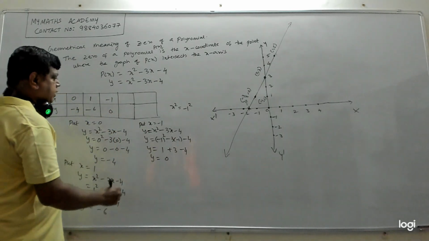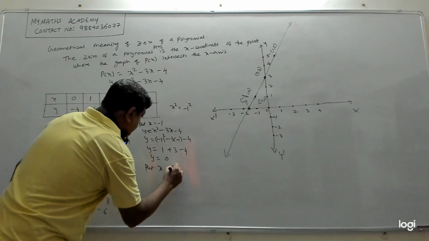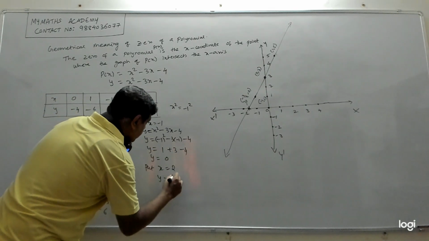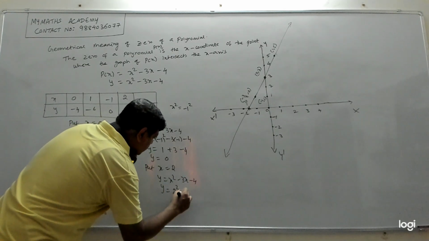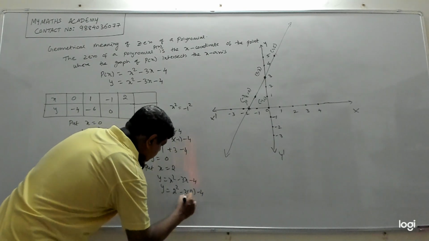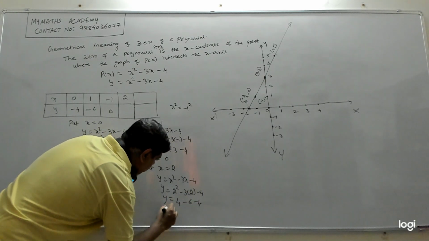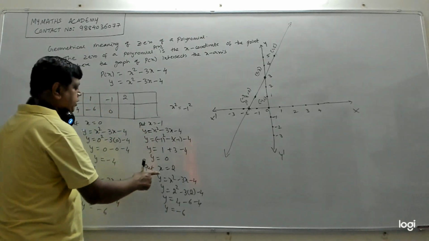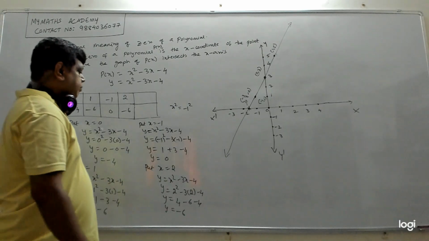Right? Now we'll put x is equal to 2. When x is 2, what is y? Y becomes x square minus 3x minus 4. So y is equal to 2 square minus 3 into 2 minus 4. So 2 square is 4, 3 times 2 is 6, minus 4. You will get y is equal to minus 6. So when I put x is equal to 2, my y is minus 6. Right?